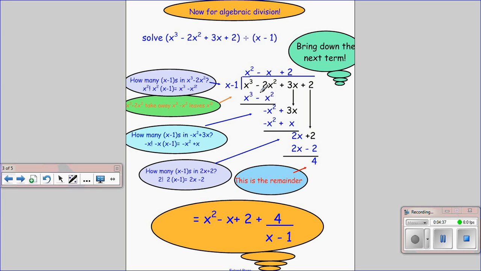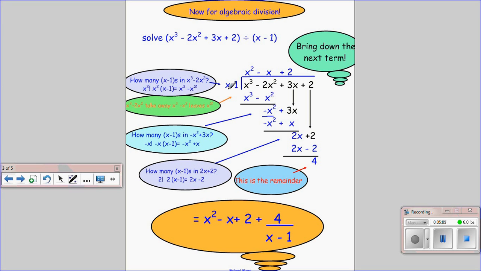So once I have that, I then subtract. And what we're trying to do is make sure this first term here disappears. So x cubed minus x cubed goes to nothing, and then I've got minus 2x squared minus x squared. That's plus, leaves me minus x squared. So just before, that's like our remainder. And then we bring down the next number. So the next number is 3x. So again, we look at our leading term here and say, how many of these can I fit into my minus x squared?